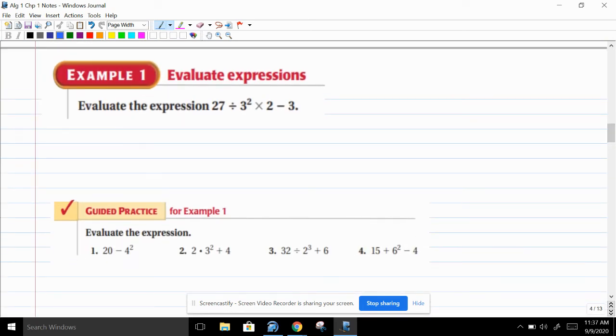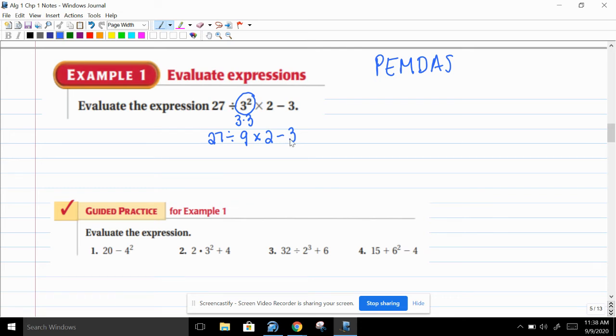The first one, we got 27 divided by 3 to the second power times 2 minus 3. If we were operating with PEMDAS, and I'll write it up here so you can follow along with me, we would start with the parentheses, which in this problem there are none, so I can skip that step. Then I would go to the exponent. There is an exponent, 3 to the second power. That's 3 times 3, right? 2 factors of 3, which is 9. Everything else comes down. 27 now divided by 9 times 2 minus 3.